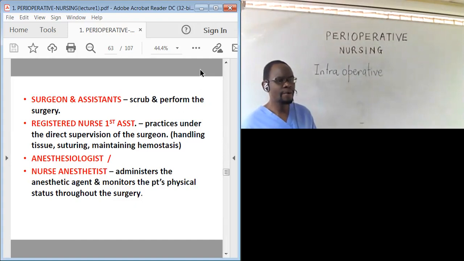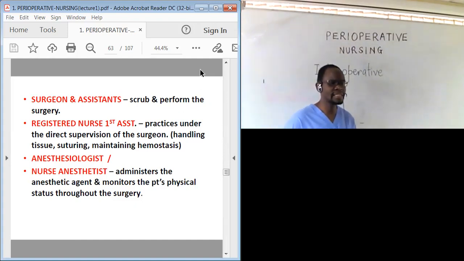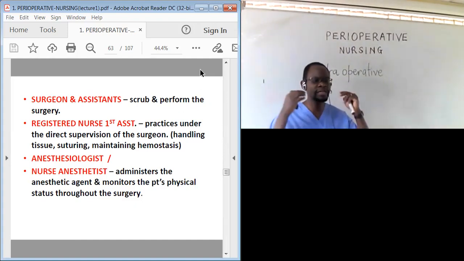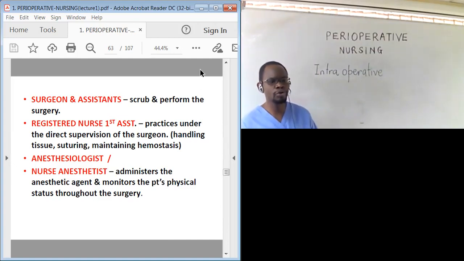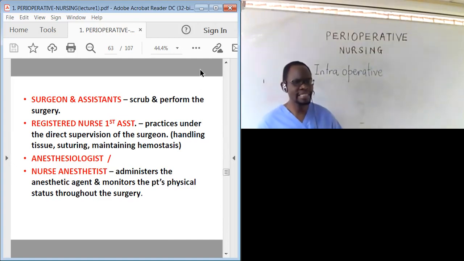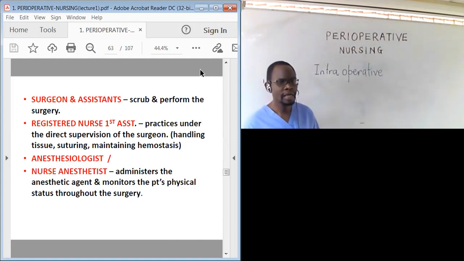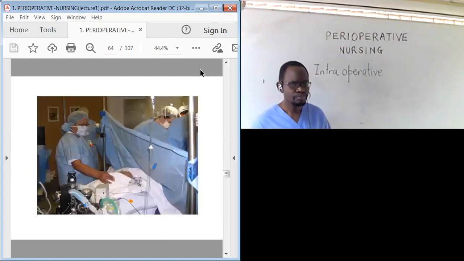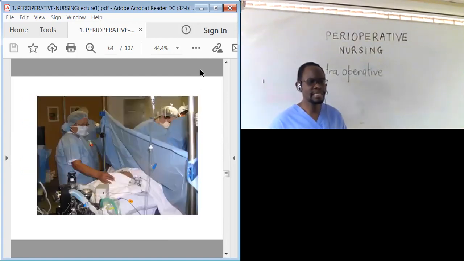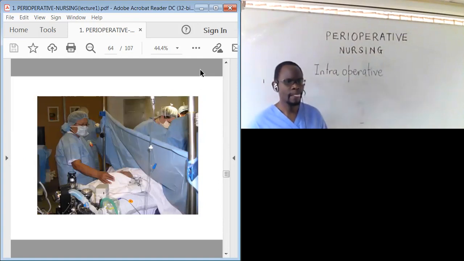And then we have the anesthesiologist or the anesthetic nurse. This basically administers anesthetic agents and also monitors the physiological status of the patient throughout the surgery. And of course, in here they are monitoring vitals and all those things. And you can see basically that is the anesthetist or the anesthesiologist or the anesthetic nurse.